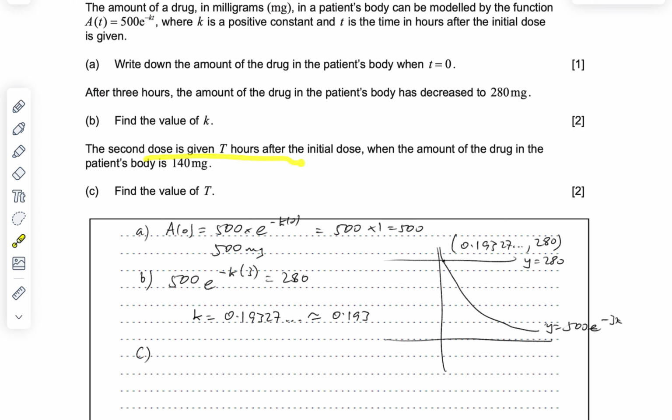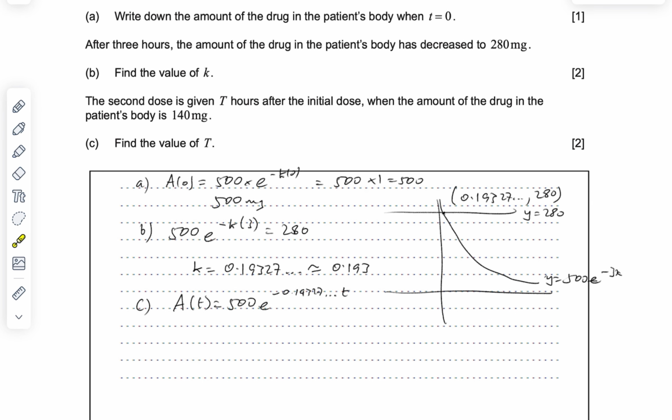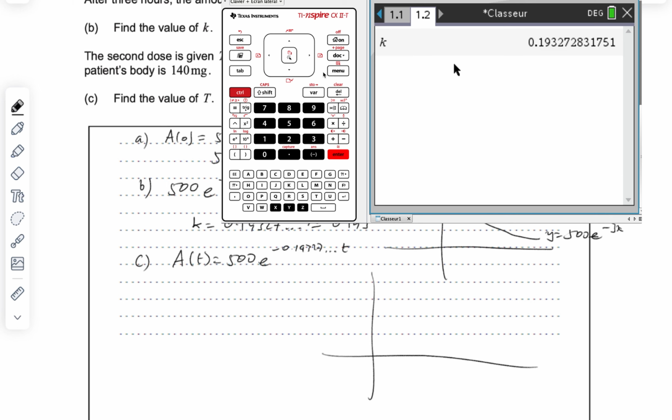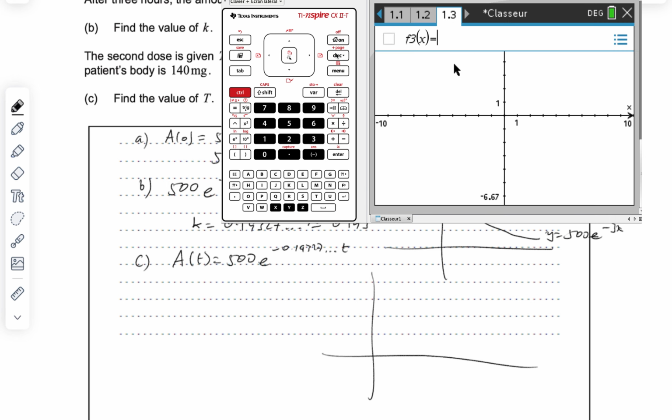Part C. So the second dose, the midnight drug is, so when it's 140 milligrams, we now know the equation because that was the equation, but we know K. So we have A of T equals 500 e to the negative 0.19327 T. So now to find that, we need to define when that is equal to 140. So another graph here. Now we can draw the entire graph, so add a new graph page so it doesn't get confused with the old one. Put in the equation now that we know that it's 500 e to the power negative k multiplied by x, otherwise it thinks a variable called kx, because I can't put in t.